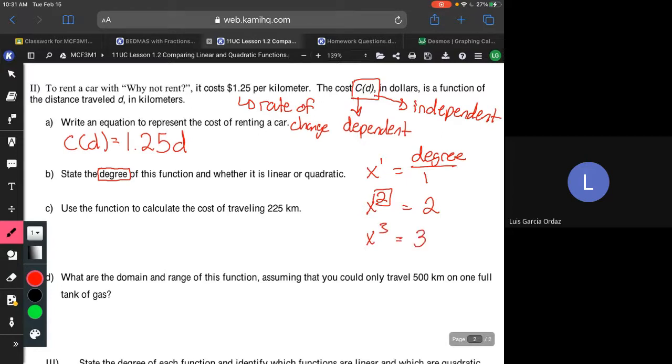In this case, my d has nothing on top of it, so what is my degree of the function? Jade? 1. And when my degree is 1, it means my function is linear. Therefore, it is linear.